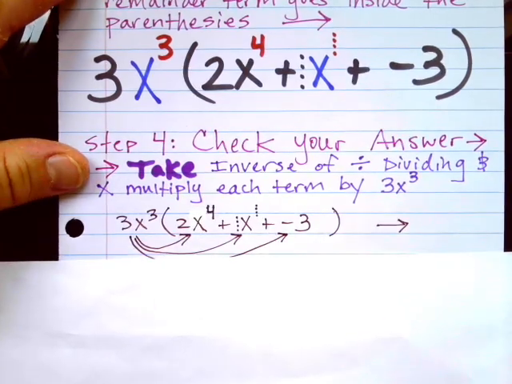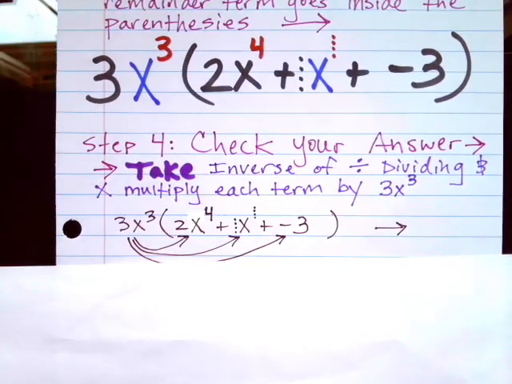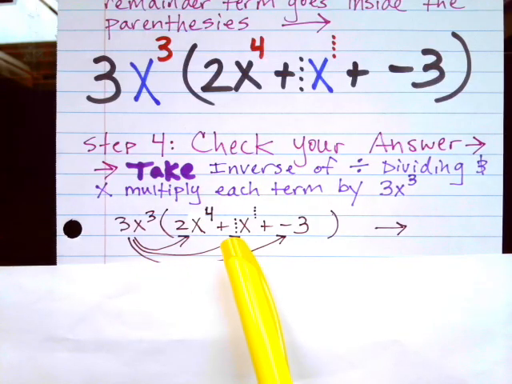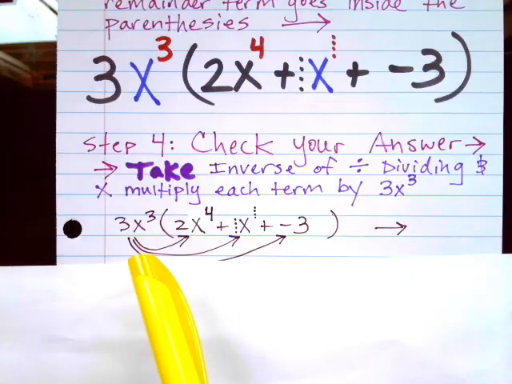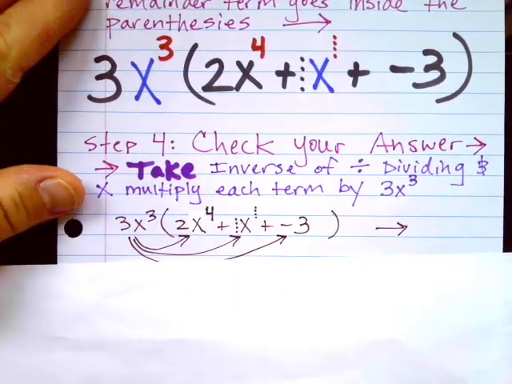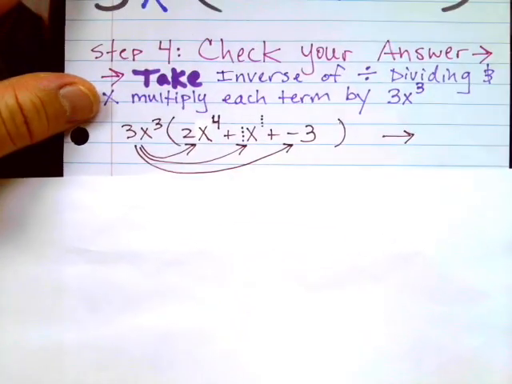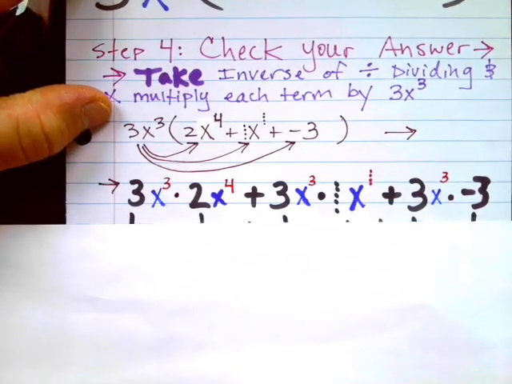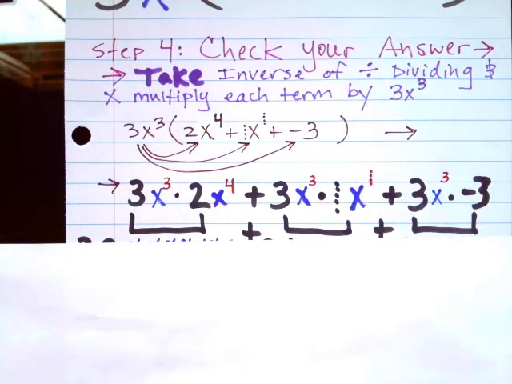All right, so let's go ahead and take a look here, and I'll move it up in a second. So 3x cubed times 2x to the fourth, 3x cubed times just 1x to the first power, and then 3x cubed times that negative 3. Hey, that's how we're going to check our answer. So I'm going to show you here step by step what I'm talking about.